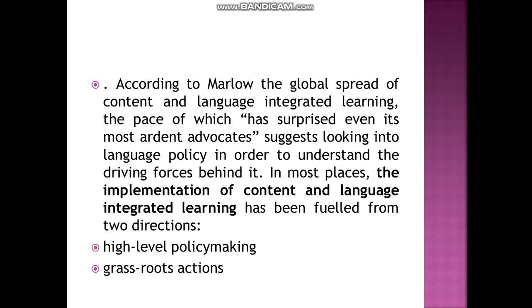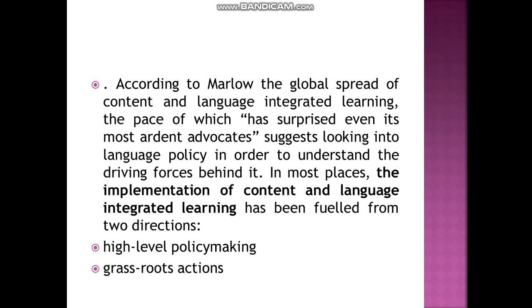According to Malo, the global spread of Content and Language Integrated Learning, the pace of which has surprised even its most ardent advocates, suggests looking into language policy in order to understand the driving forces behind it. As it happens, a recent conceptual reorientation in the study of language policy, expanding the view beyond deliberate central planning toward language practices and beliefs, provides an excellent foil for this undertaking.